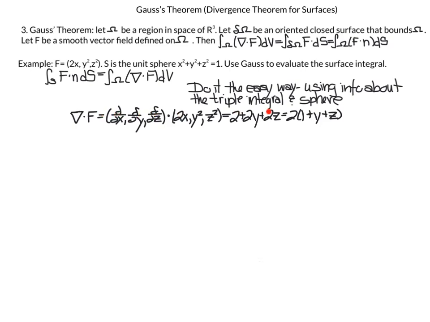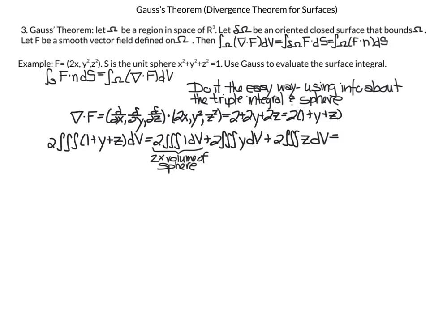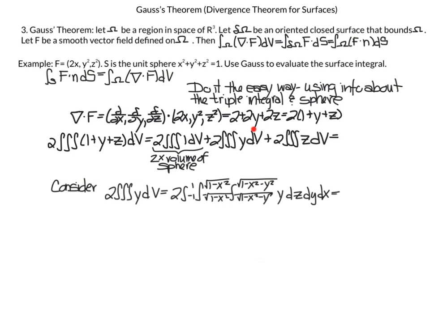I calculated it over here as 2, and I factored out the 2, 1 plus y plus z. I set up my triple integral again, but before I start computing it, I just want to point out that I'm going to separate this into 3 parts. So the first one where I take the 1, I separate out the y, and I separate out the z. The first thing I'm going to say is this part, the triple integral of 1, will give you 2 times the volume of the sphere, because just this part of the integral is equal to the volume of the sphere.